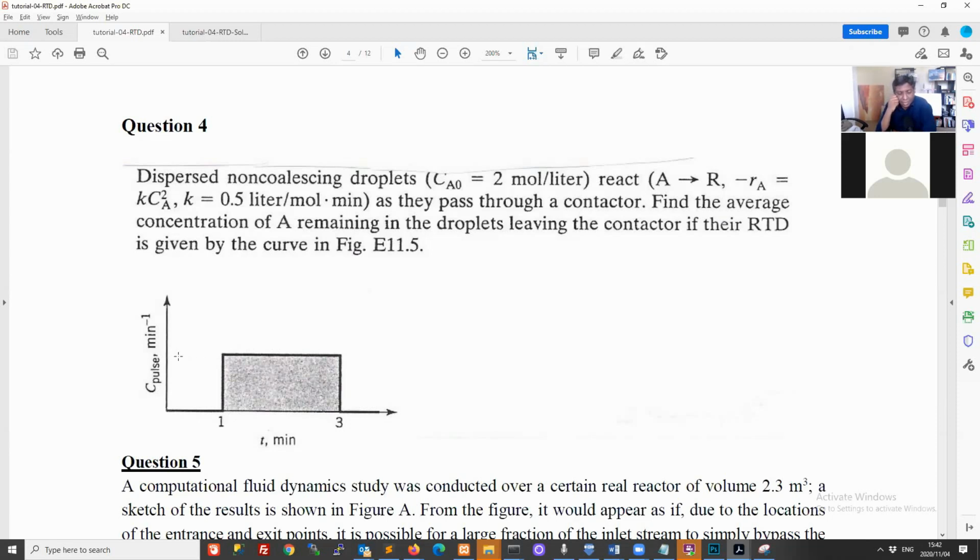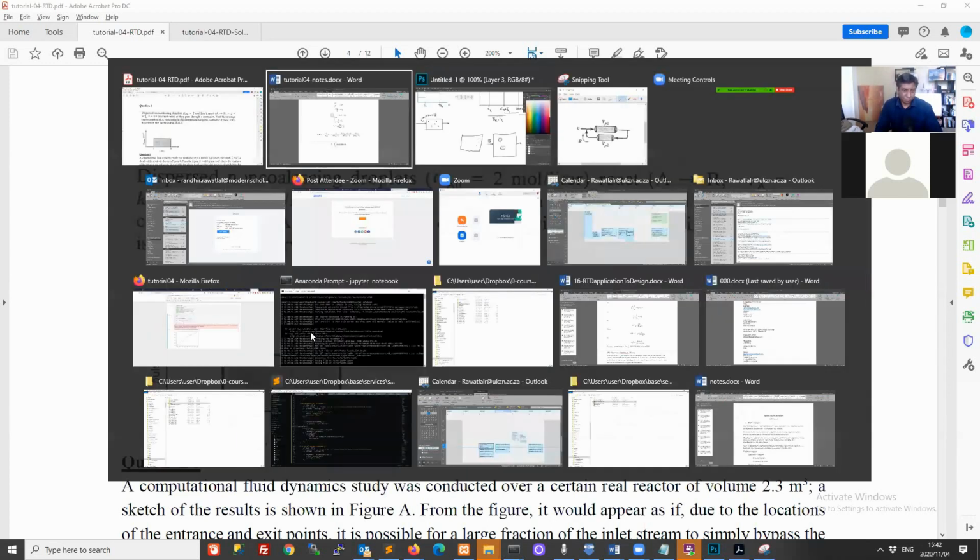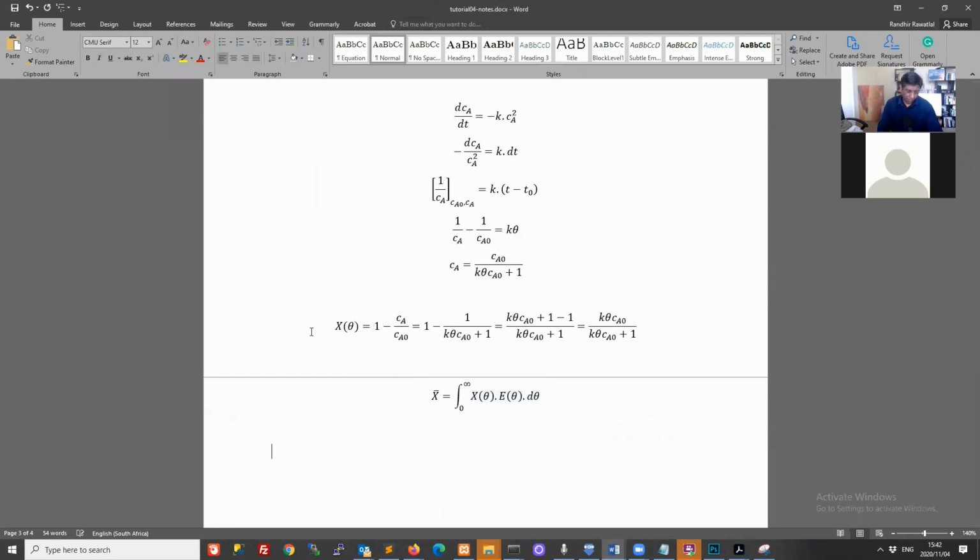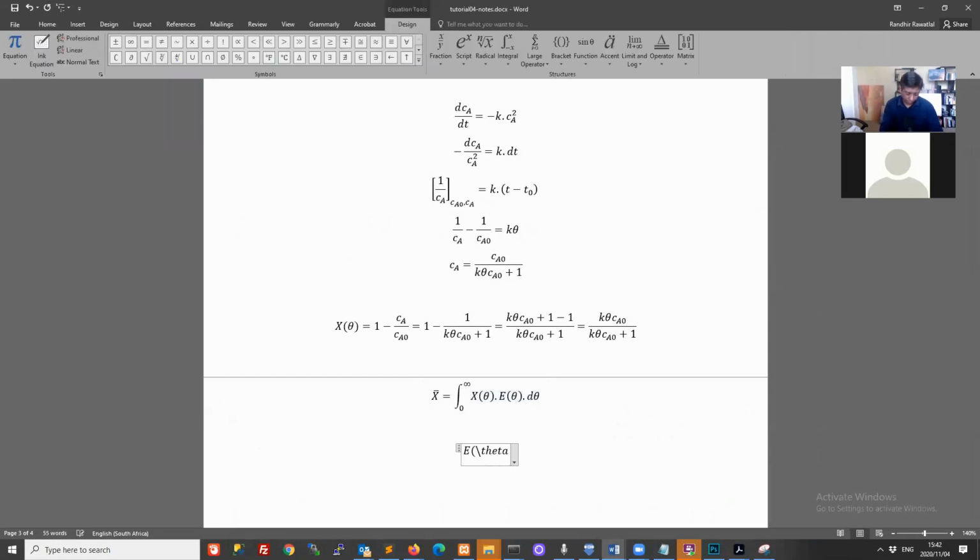Maybe take 30 seconds and maybe you can tell me what's the value over here. Well, not for C, but for E of theta. What's the value there? In fact, that's a big clue I gave you right there. So any takers? Ain't no answers yet.